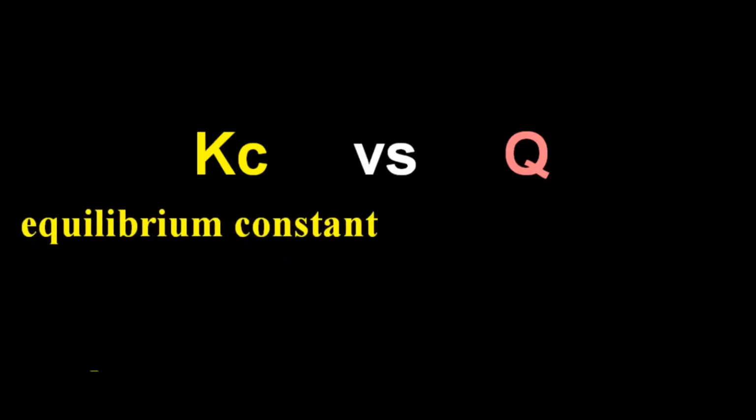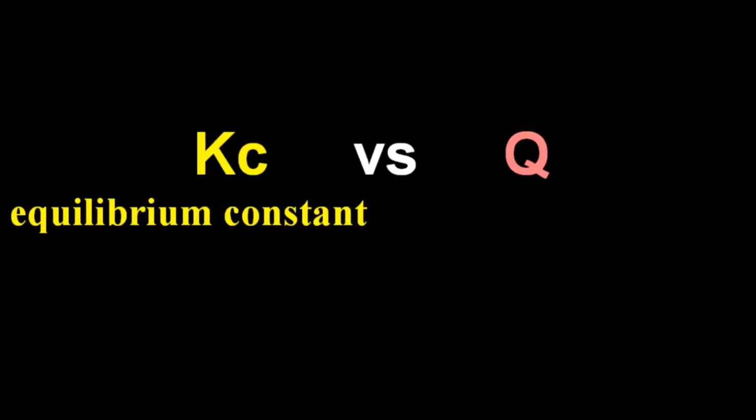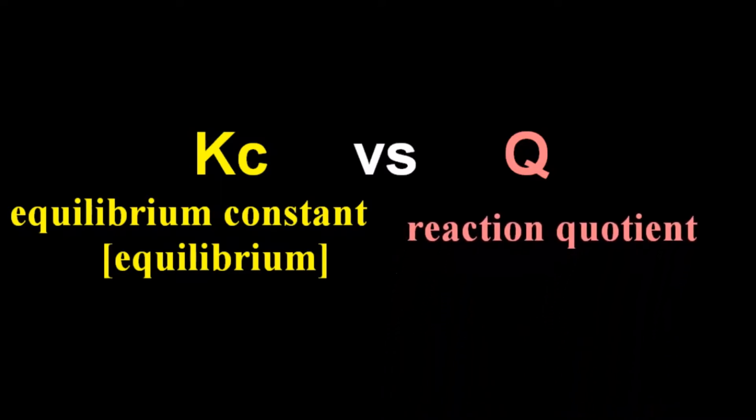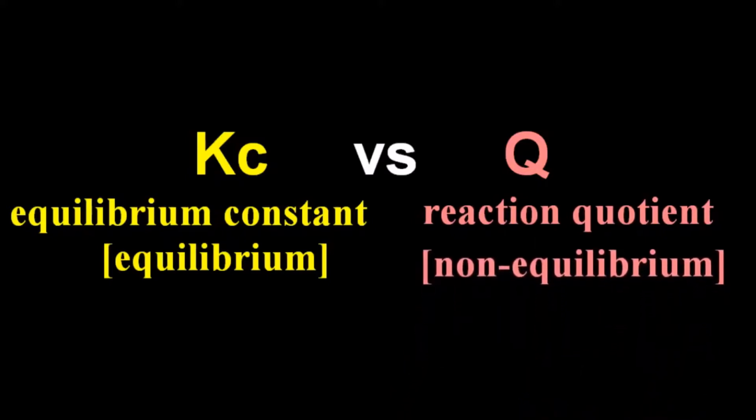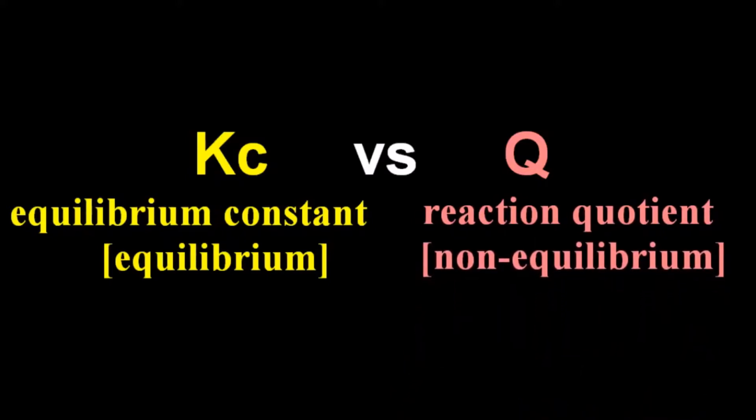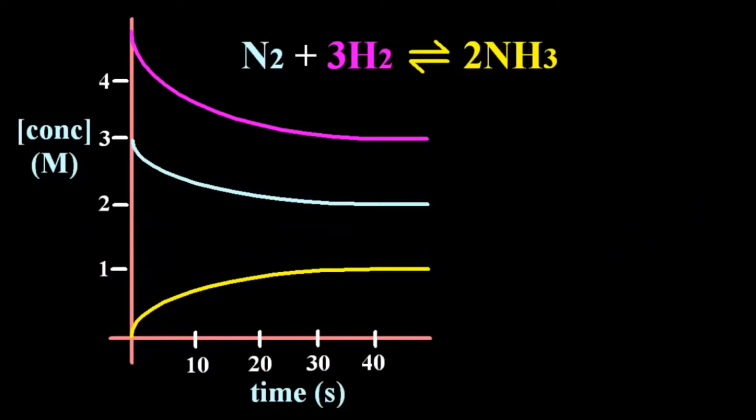Well, Kc is the equilibrium constant, and it involves the concentration of the reactants and products at equilibrium. The clue is in the name. Whereas Q is the reaction quotient, and that involves the concentration of reactants and products when they're not at equilibrium. Unfortunately, the clue isn't in that name. So let's look at a graph of the Haber process as it approaches equilibrium.